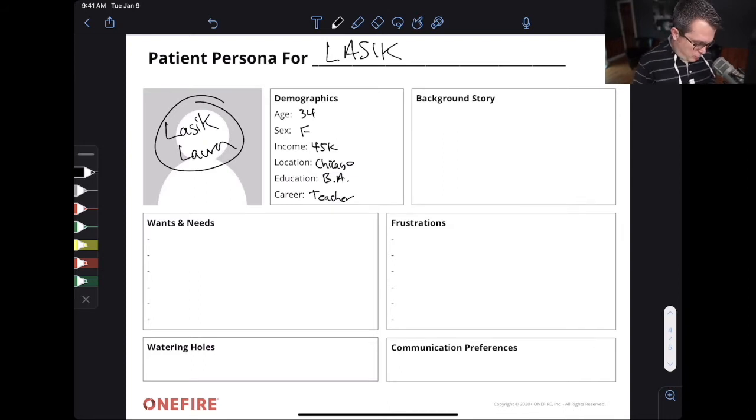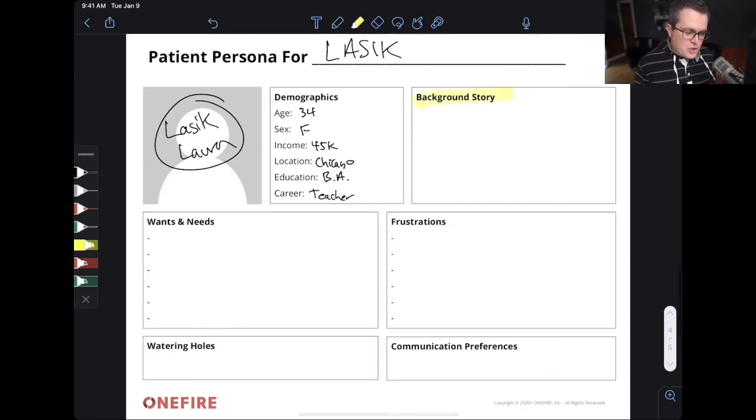The other thing that it's important to do is to decide on a background story for Laura. Now, I'm not going to spend a lot of time today putting together a background story, but what you want to be thinking about is who is Laura as a person? Is she married? Does she have a dog? Does she have kids? What does she like to do in her free time? Understanding the background story is really going to humanize who Laura is when you're talking about building marketing messaging that speaks directly to her.